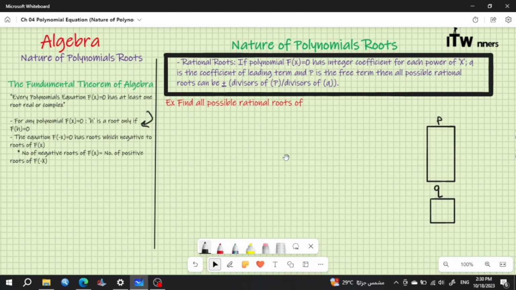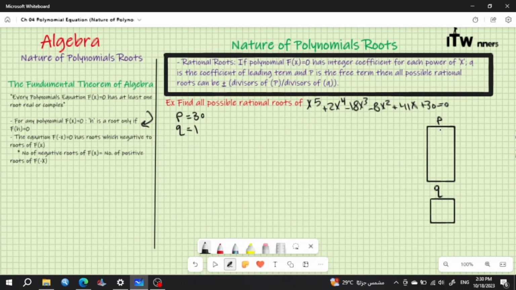Find all possible rational roots of x^5 + 2x^4 - 18x^3 - 8x^2 + 41x + 30 = 0. Okay, so we have here p equal to 30, q equal to 1.